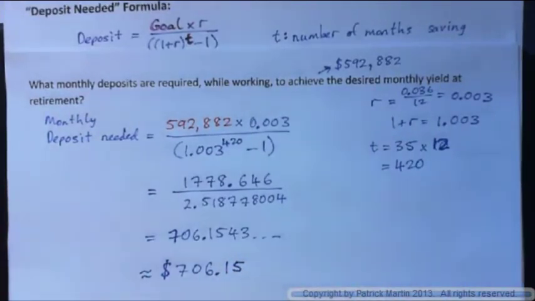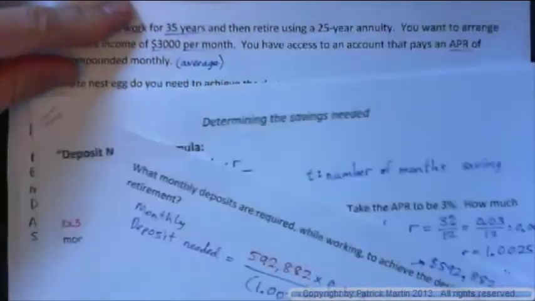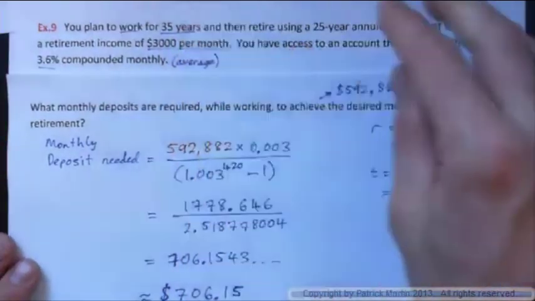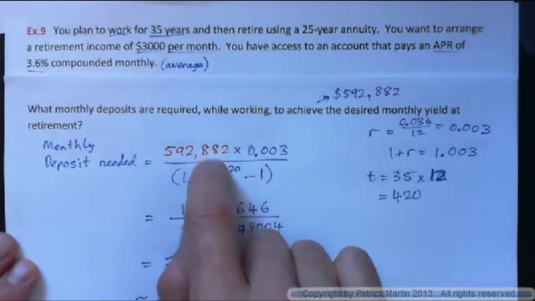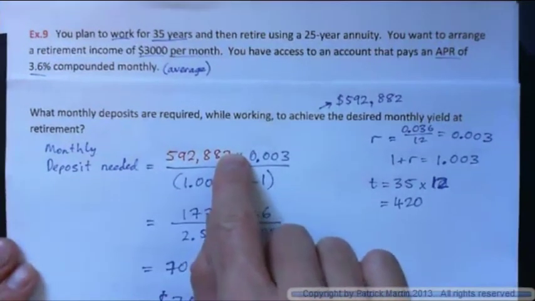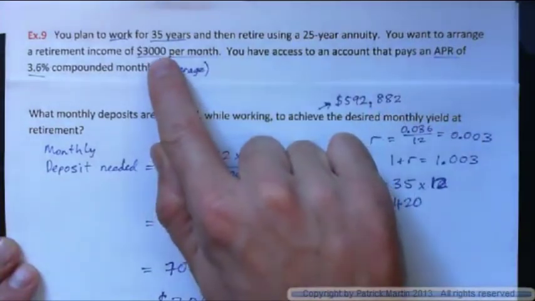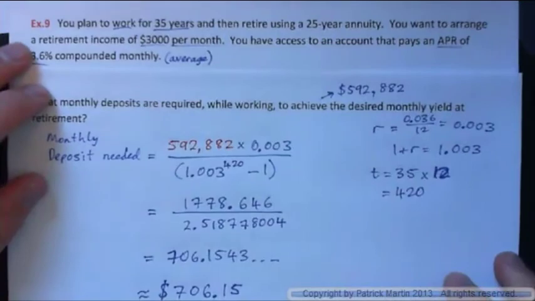Okay, so here we go. If we deposit $706.15 every month while we work, and that's going to be 35 years, we should come up with this nest egg amount. Okay, and then if we come up with this nest egg amount and we live for another 25 years, it should give us $3,000 per month. All right, so that's the whole idea there.